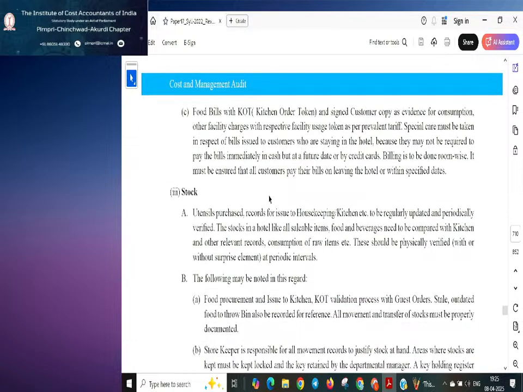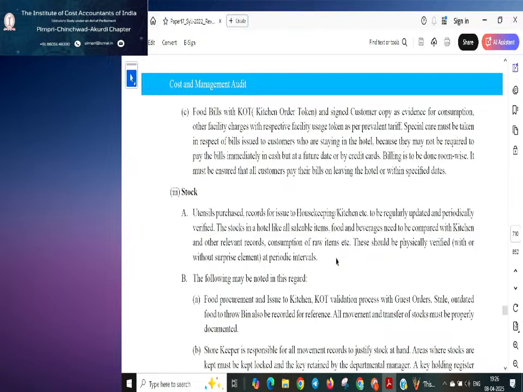Then coming to stock. Stock is a very important thing, that is utensils purchased, records for issue to housekeeping, kitchen, etc. to be regularly updated and periodically verified. The stocks in a hotel, like all saleable items, food and beverages also on their counters, need to be compared with the kitchen and other relevant records, consumption of raw items, etc. And this needs to be physically verified at periodic intervals. It is not like you just leave it till the end of the year or the end of the quarter. In and out of the day, it needs to be checked periodically.